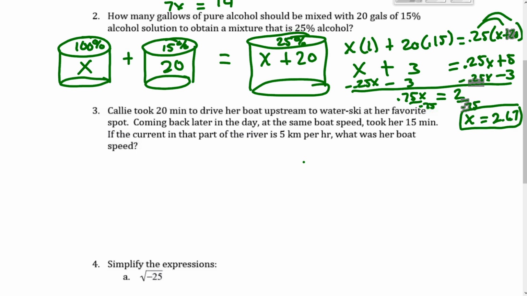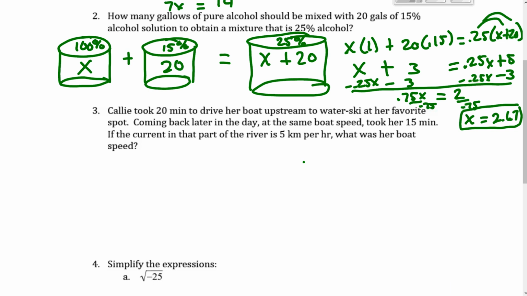Okay, anyways. Alright, so Callie went on a 20-minute trip to drive her boat upstream. She took her boat upstream to the water ski. It took her 20 minutes to her favorite spot. And then coming back, she went the same boat speed, but it took her only 15 minutes. That's also because the current in that river was 5 kilometers per hour. So what is her boat speed?